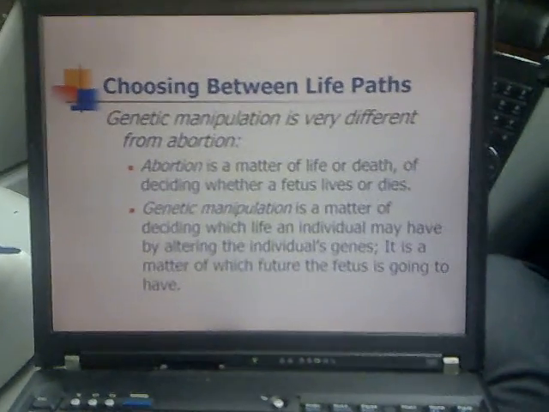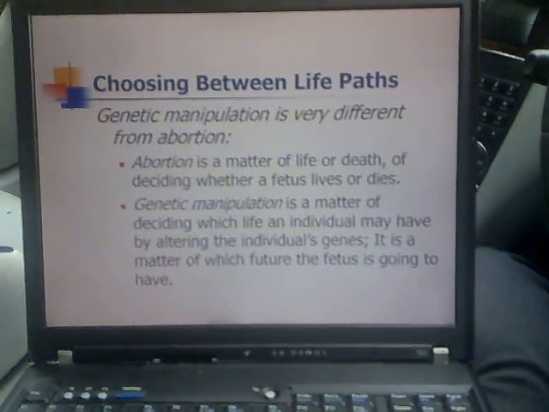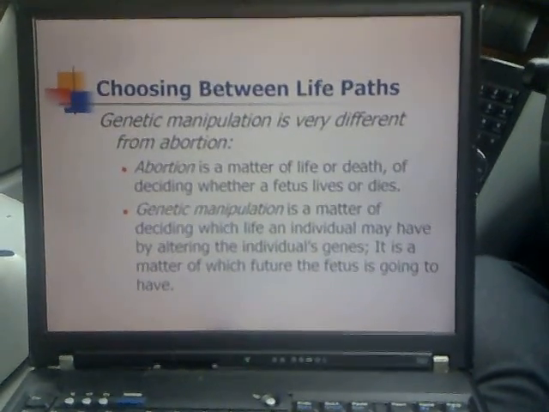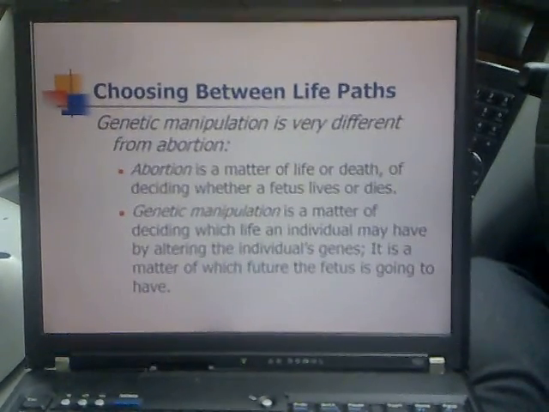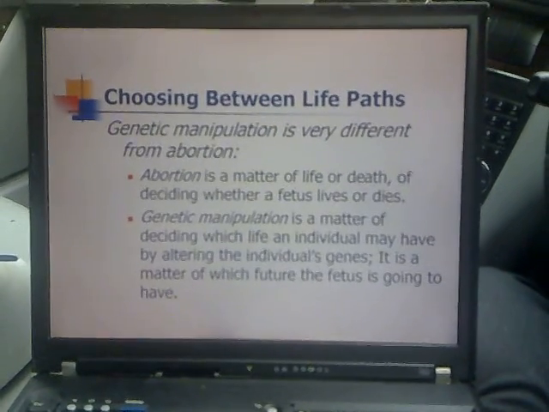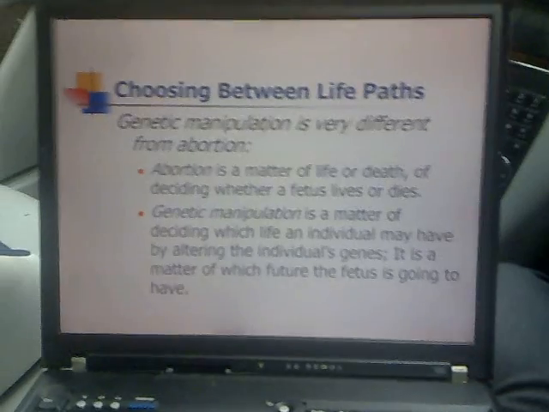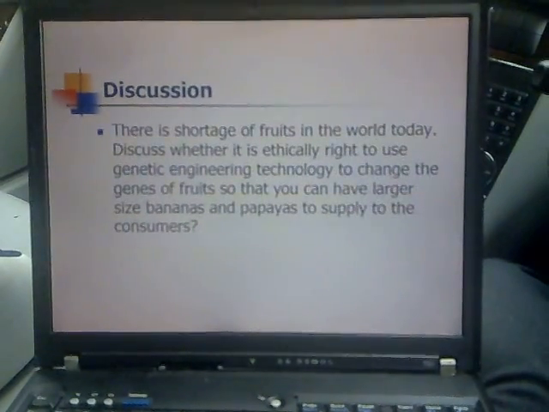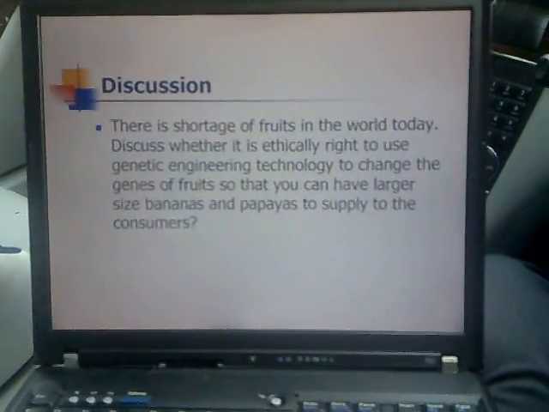Genetic manipulation is actually very different from abortion in a way, right? Abortion means that you just decide you don't want to have a particular baby or fetus. But in genetic manipulation, you still want to keep it, but you manipulate it to be a different baby, and that's where it's actually more controversial. Let's look at the discussion question.